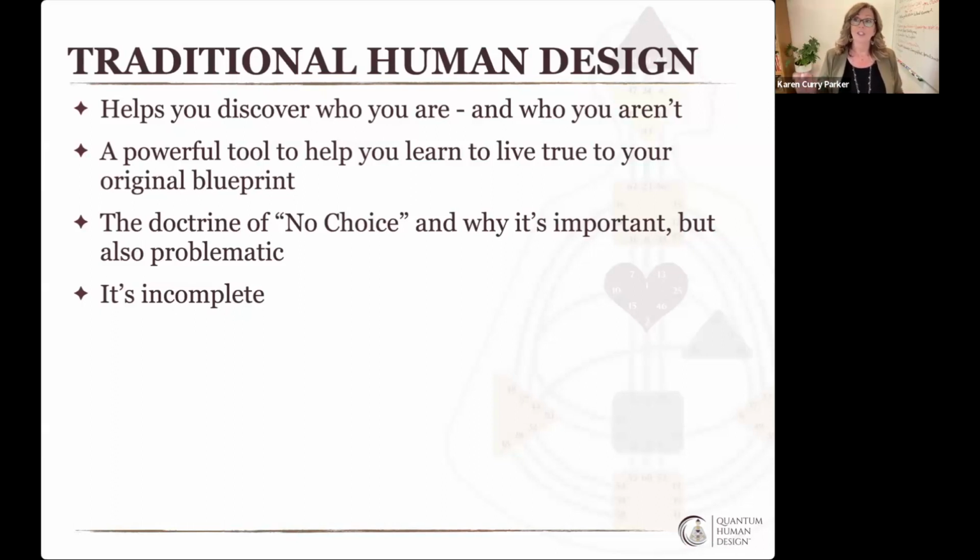So Ra used to teach that the not self, the conditioned self, is the person you think you are, but you're probably not. And that traditional human design, as it's written, is actually a tool to help you discover who you're not so that you can then discover who you are. So it's a really powerful tool to help you learn to live true to your original blueprint.